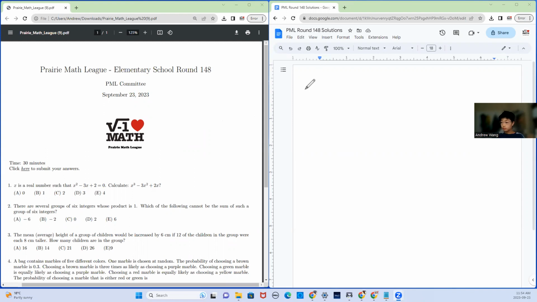Okay, so let's first list the equation. It's x squared minus 3x plus 2 equals 0. If we do some factoring, we can factor this to be x minus 2 times x minus 1 equals 0. So there's going to be two solutions to this equation.